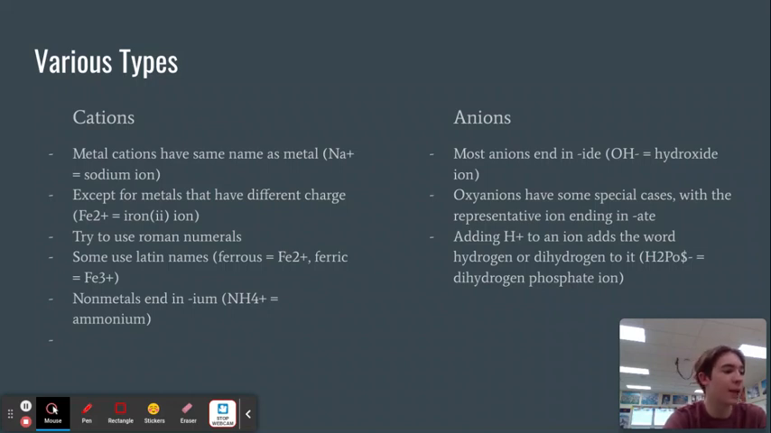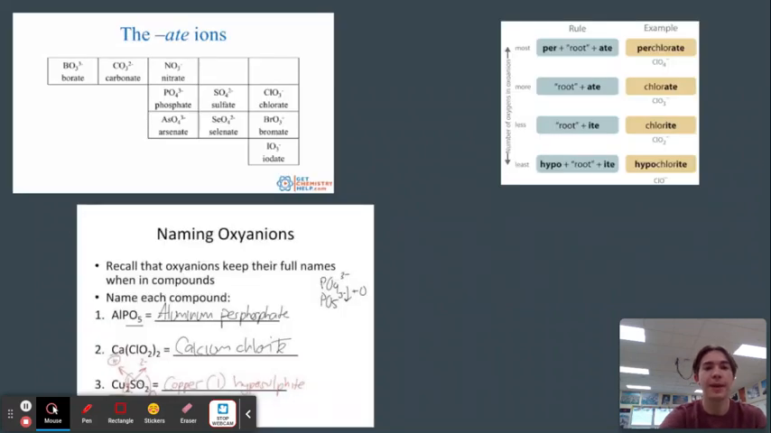So the addition of that hydrogen changed the name, and you can see it also changed the charge, because normally the PO4 ion would have a 3- charge, but then adding those H+ adds to the charge. Okay, so these -ate ions, that's the ending that the oxyanions use.